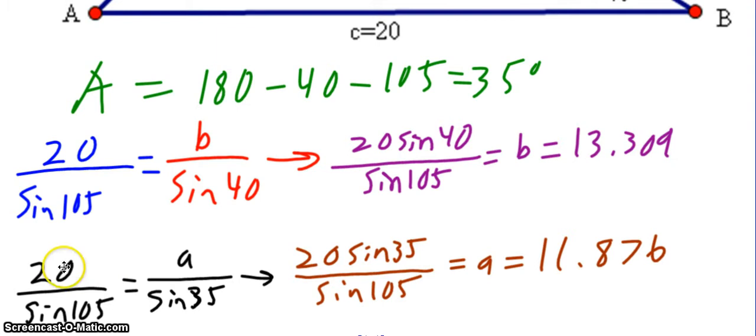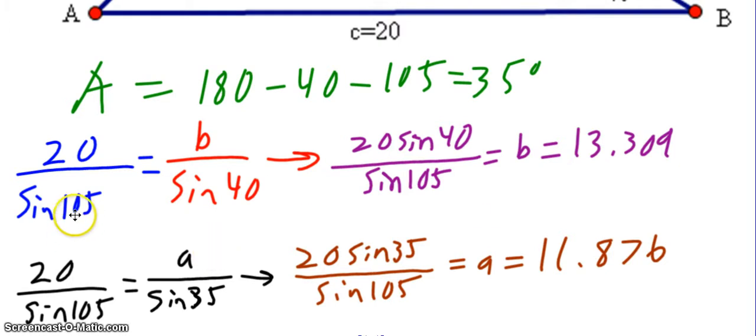Next, I found side a. 20 over sine of 105 equals a over sine 35. 20 sine 35 over sine 105 equals a. So a is 11.876. We don't have any units here, otherwise we would want to write our units, but we don't have them. So that's it.